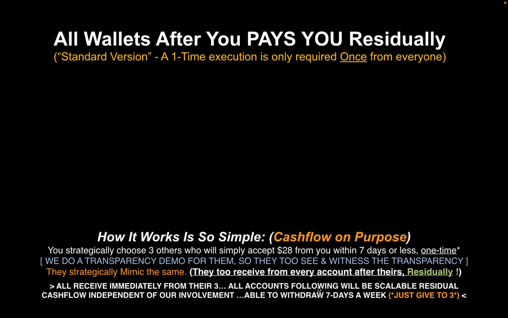All accounts following will be scalable, residual cash flow, independent of our involvement. Able to withdraw 7 days a week, just give to 3. And then they do the same. And then those folks do the same. And then those folks do the same.